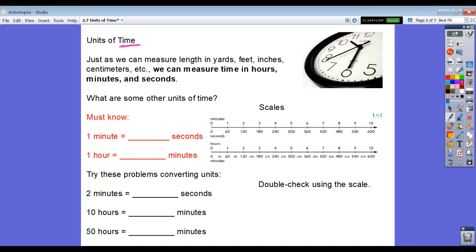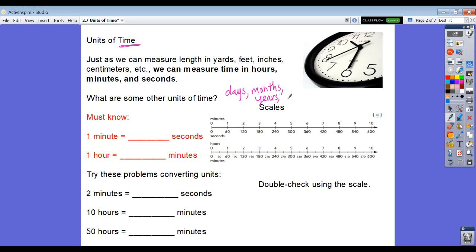What are some other units of time? Can you think of a few more? Did you think about days? More coming to mind. Months, years.